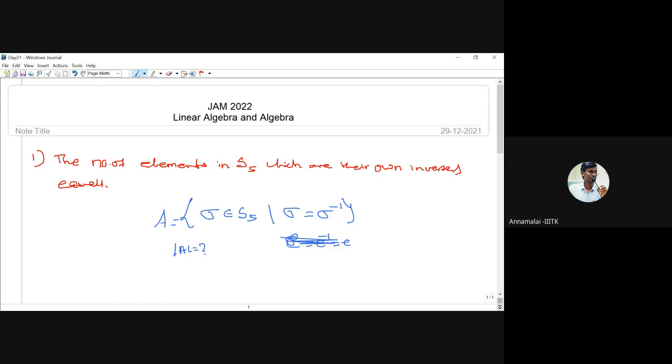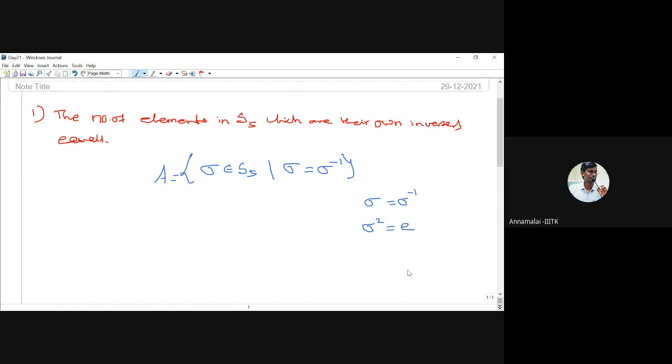Now we have to find the number of permutations satisfying sigma equal to sigma inverse. Multiply by sigma on both sides, we get sigma square equal to sigma times sigma inverse, which is identity. So sigma square equals identity. So we have to collect the permutations whose square is identity. That means the order is 2, or otherwise, the order of sigma divides 2.